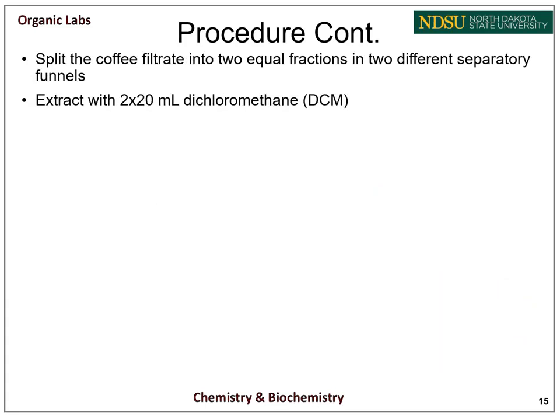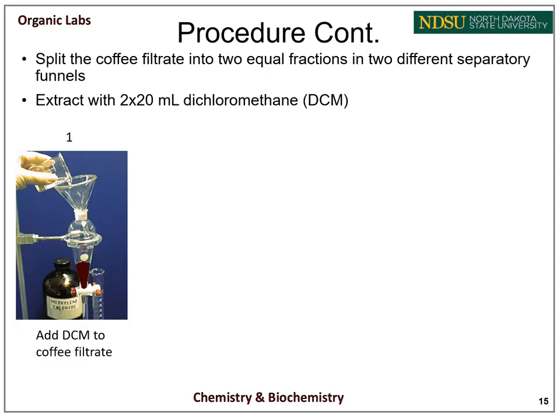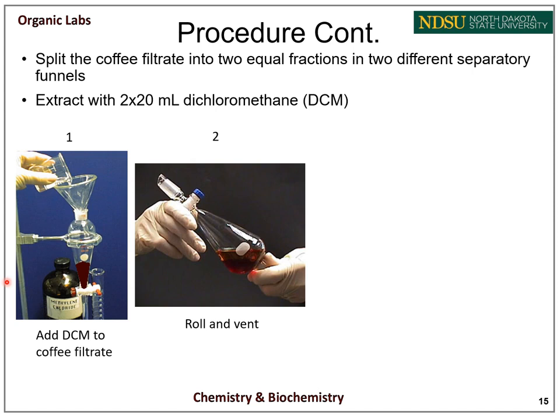To do the liquid-liquid extraction, split the coffee filtrate into 2 equal fractions in 2 different separatory funnels. Next, extract with 20 milliliters of dichloromethane 2 times. To do this, you add your DCM to the coffee filtrate in your separatory funnel. Always when you're adding liquids to the separatory funnel, make sure that the stopcock is closed. You can make sure that it is closed by making sure these handles are perpendicular to the stem of the separatory funnel. Then cap the top of the separatory funnel and roll and vent.